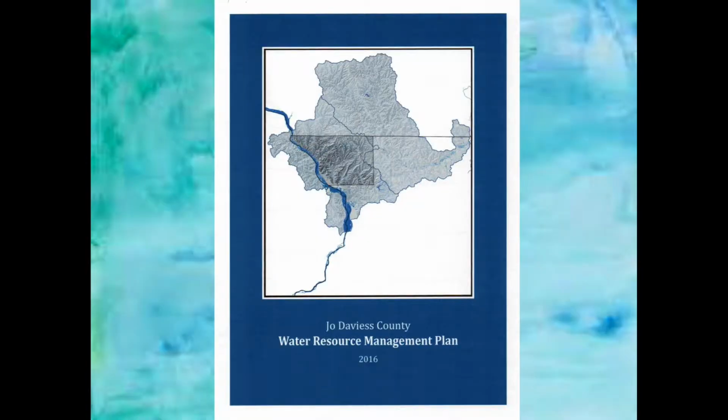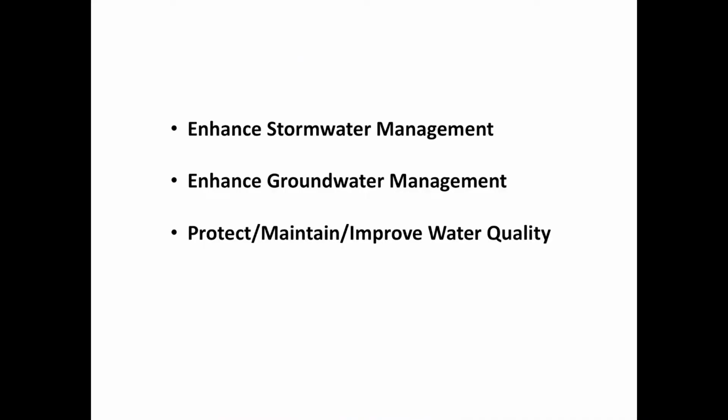The Jo Daviess County Water Resource Management Plan was completed in 2016. To date, this plan has been supported by the County Board, 9 municipalities including the City of Galena, 5 townships, and Apple Canyon Lake Resort.